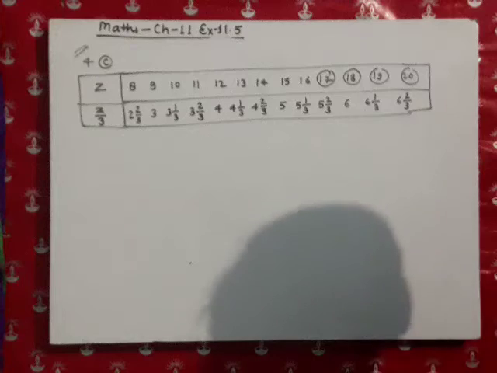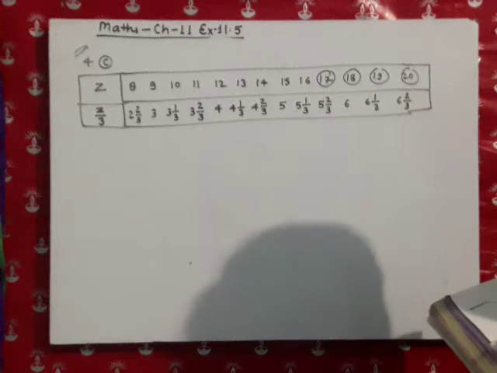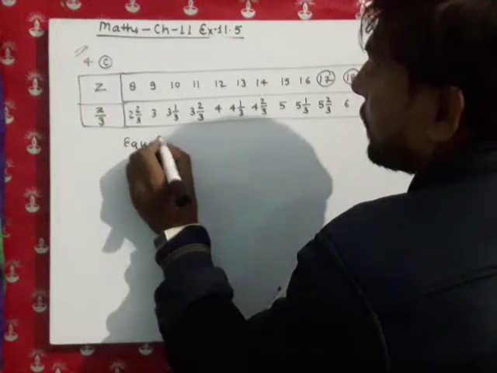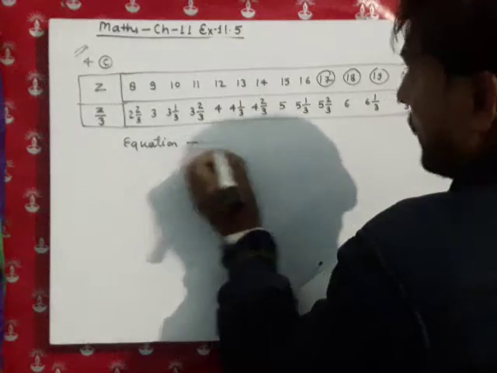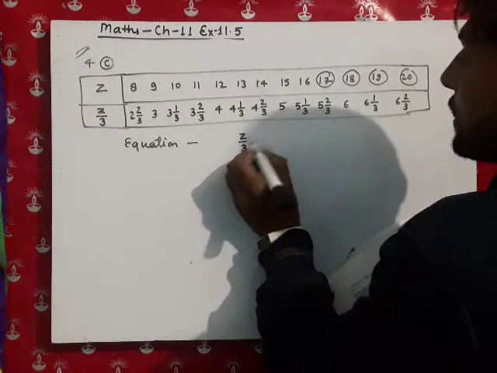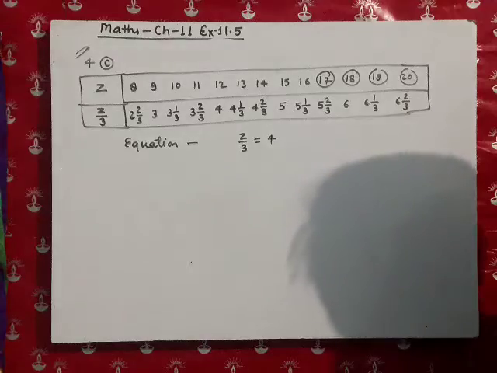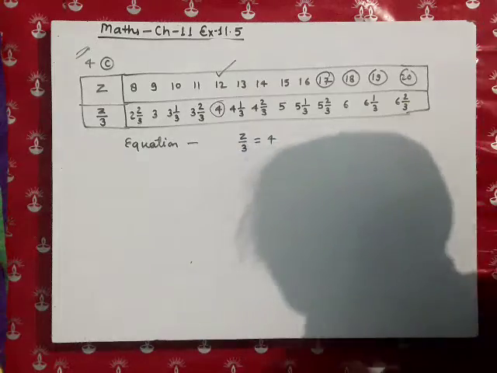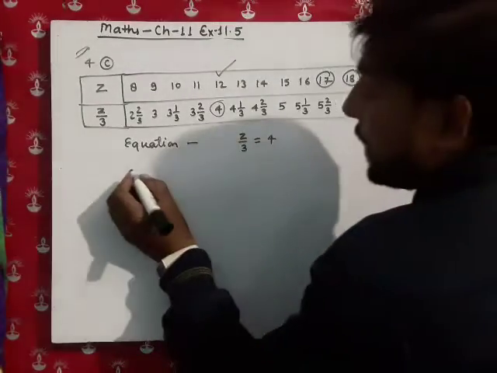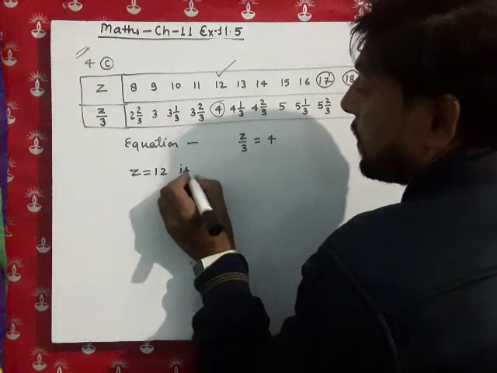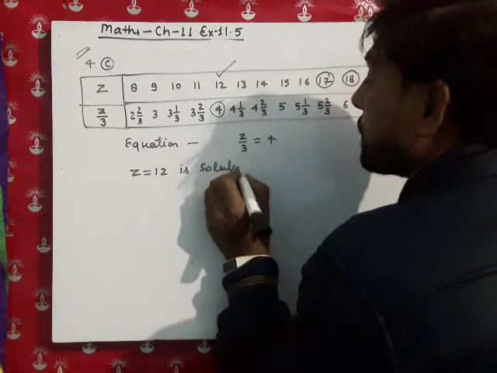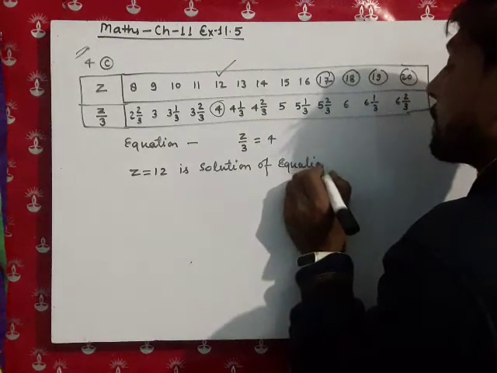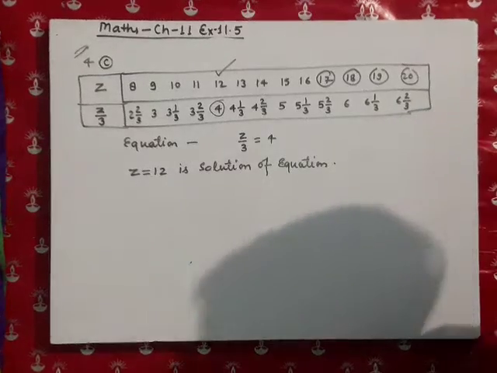And now we have to find the solution of the equation. The equation given is z by 3 is equal to 4. We get z by 3 is equal to 4 whenever we place the value of z as 12. So z is equal to 12 is the solution of the equation. Similarly, you have to do the remaining parts. Thank you.